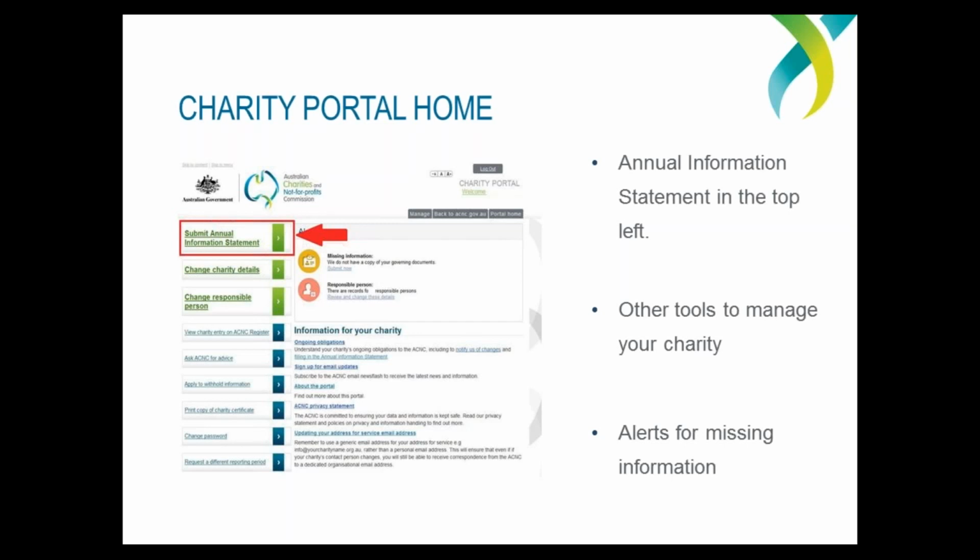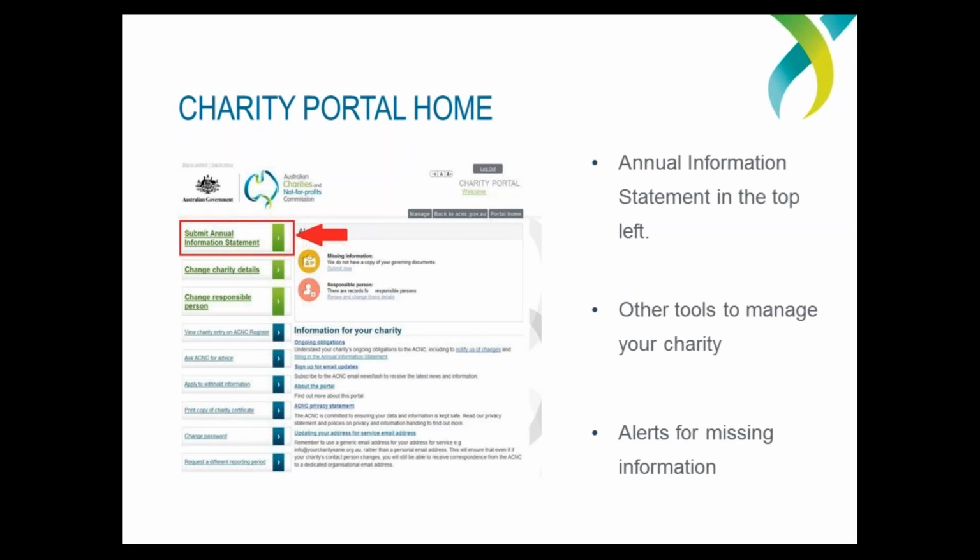Before we go on, it's worth having a quick look at the rest of the information and links on this page. On the left-hand side, there are quick links to help you change your charity's details or to change your charity's responsible persons. It's important to note that changing these things is not managed through the annual information statement. So if you need to make changes, please do so before you start filling in your AIS.